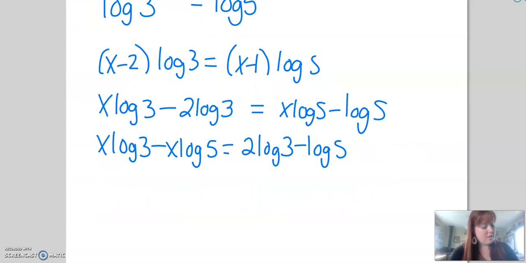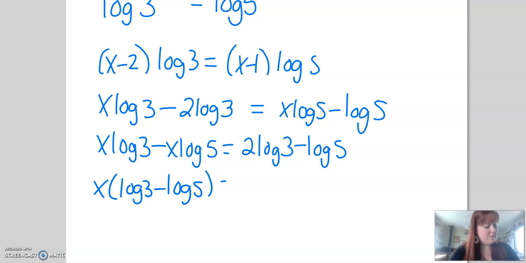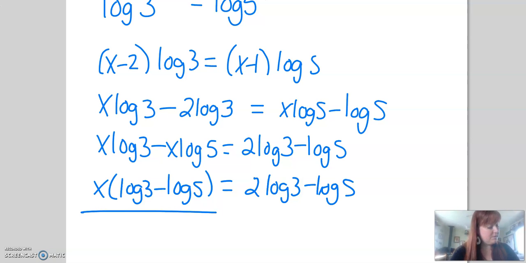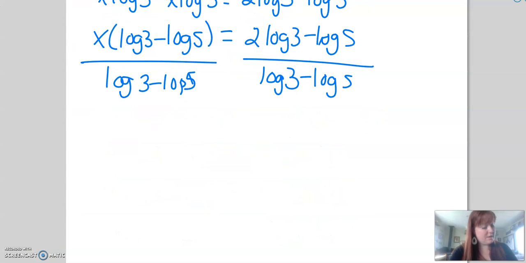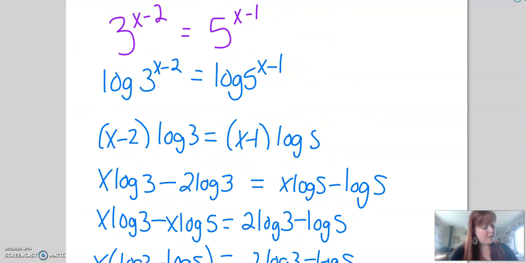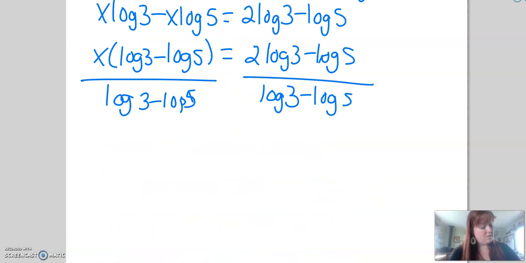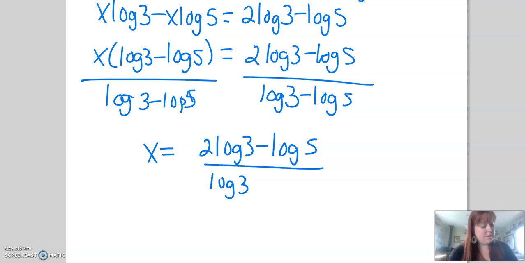Okay, now I get my x outside, and I have log 3 minus log 5 equals 2 log 3 minus log 5. And then we divide both sides by log 3 minus log 5. So in the end, my answer is going to be x equals (2 log 3 minus log 5) over (log 3 minus log 5).